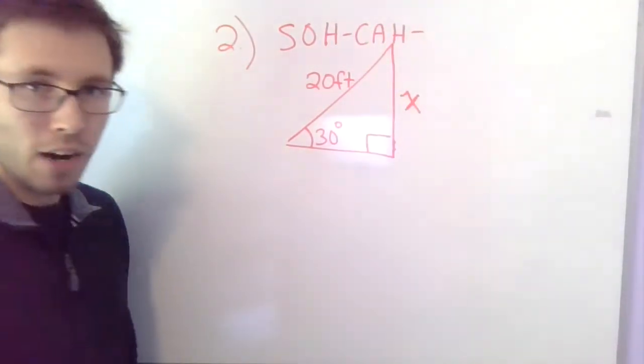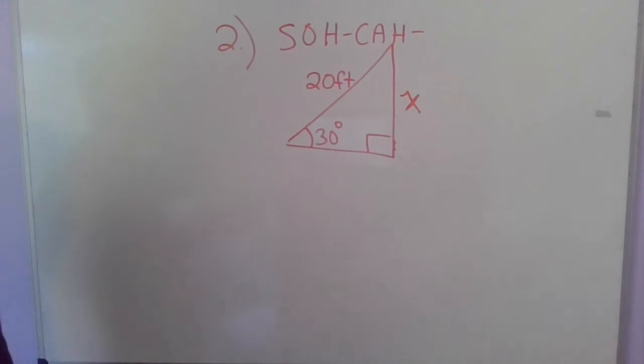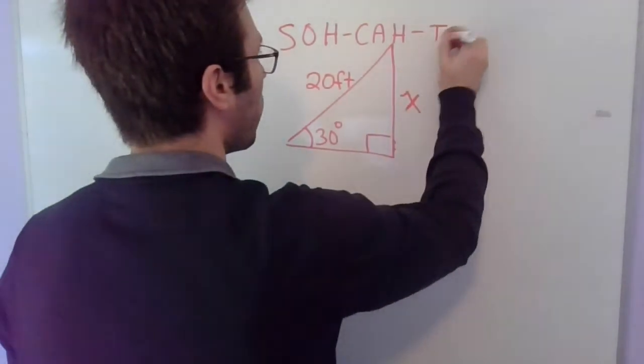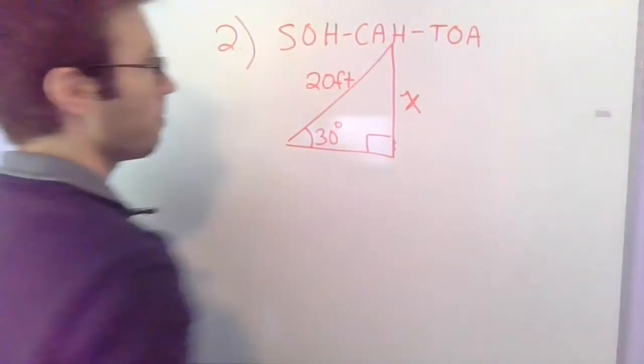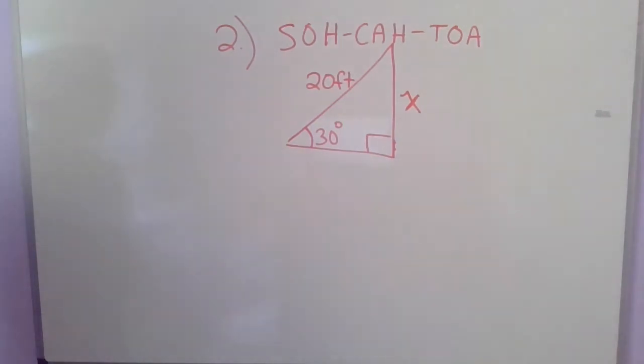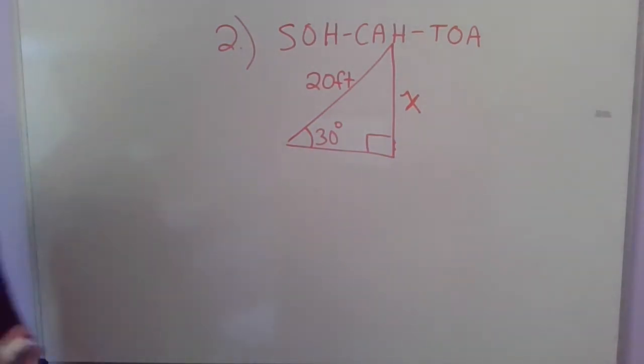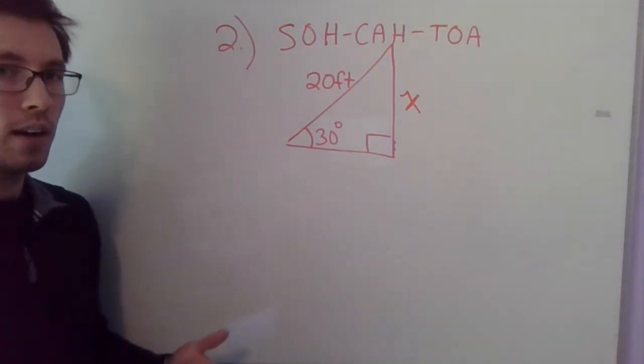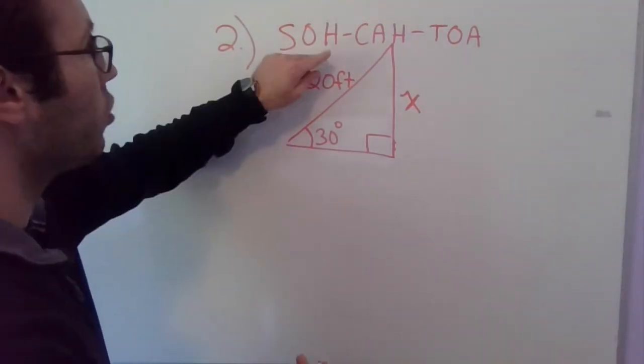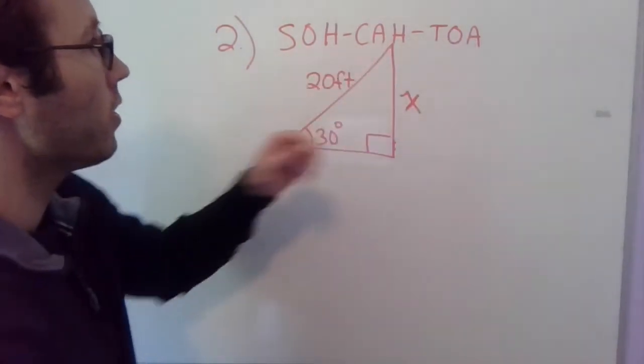Make sure you're spelling it out right. Soh-Cah-Toa. Toa. All right, Toa. Okay, so I write out Soh-Cah-Toa. Now I start identifying. I need 2 of these to declare what I'm going to use.